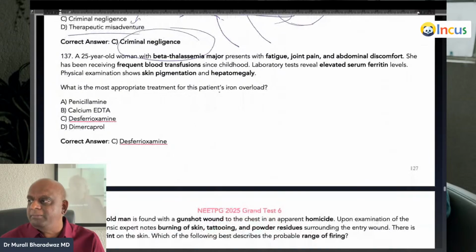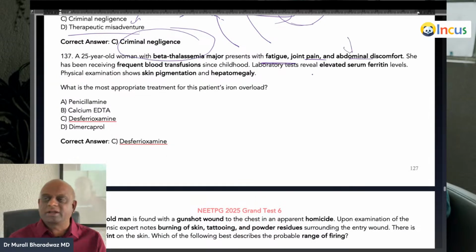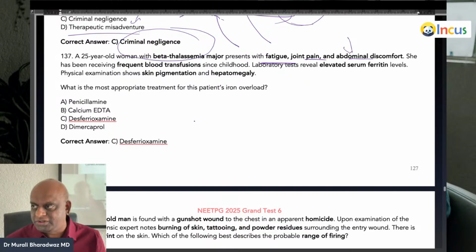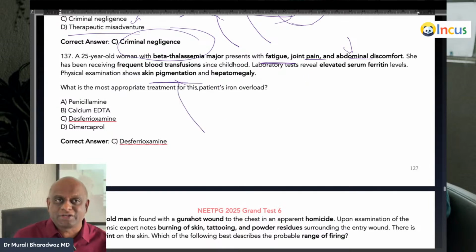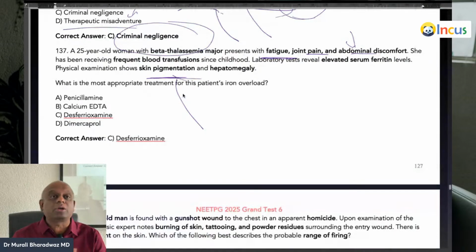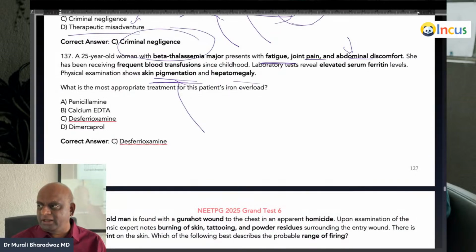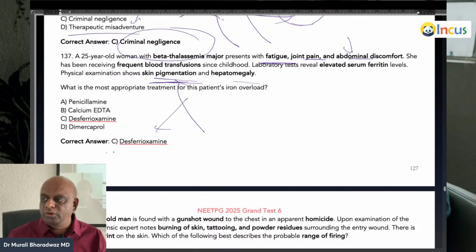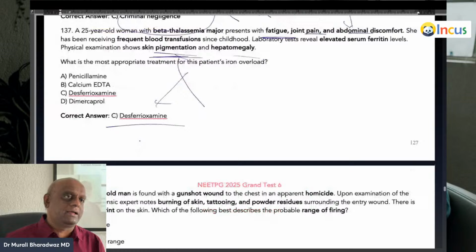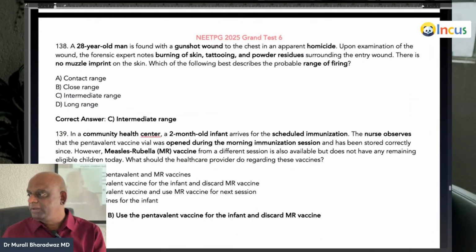A 25-year-old with beta thalassemia major with fatigue, joint pain, abdominal discomfort, frequent blood transfusions. She has skin pigmentation, which is transfusion-associated hemochromatosis leading to bronze diabetes. It is called skin pigmentation, diabetes with hepatomegaly. You need to give an iron chelator like deferoxamine, is what you need to remember.